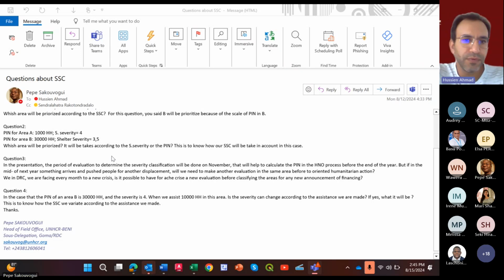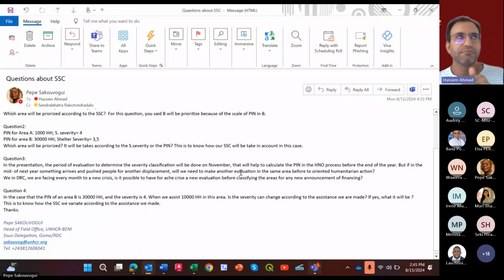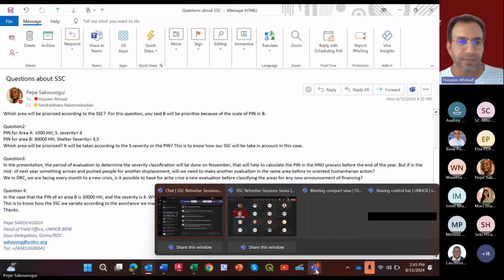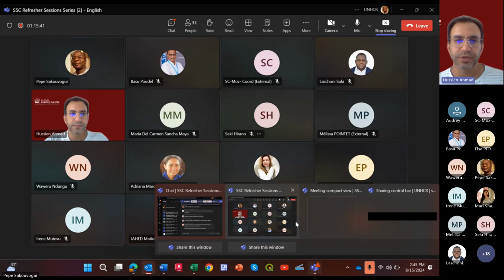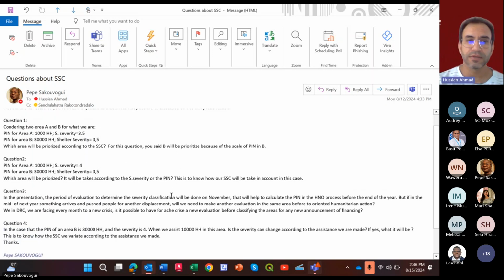So if you scroll up a little bit, just to have the 2 questions on the screen. In the first question, in the same severity scale, 3.5 or 3, for example, you have 10,000 and 30,000. Which area should be more prioritized, right? And in the second example, in severity 4, you have 1,000 households.